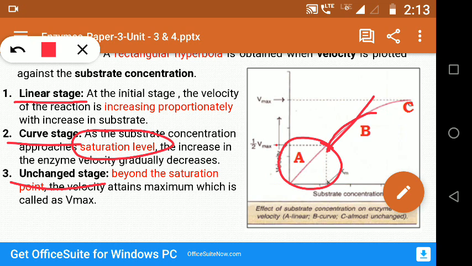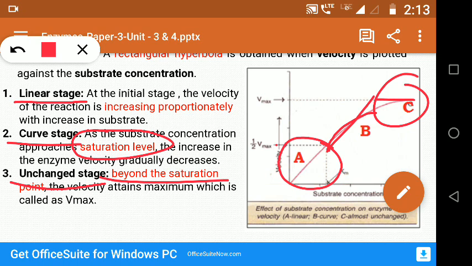And the third one is the unchanged stage. So this is beyond the saturation. Beyond the saturation, if we add a further amount of substrate, it will not change the amount of product that is formed in a second. So that means over time, at excess substrate concentration, the enzyme activity will be maximum. Further increase in the substrate concentration may not change the enzyme activity. So therefore, we will get the C, where it is stationary, unchanged.